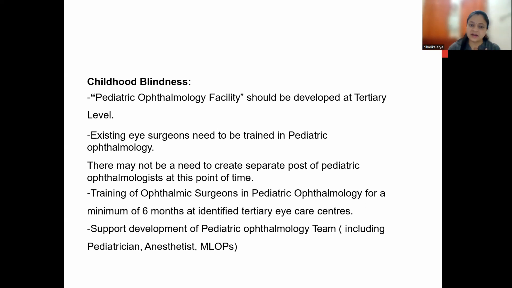Childhood blindness. Pediatric ophthalmology facility should be developed at the tertiary level. Existing eye surgeons need to be trained in pediatric ophthalmology. There may not be a need to create a separate post of pediatric ophthalmologist at this point of time. Training of ophthalmic surgeons in pediatric ophthalmology for a minimum of 6 months at identified tertiary eye care centers. Support development of the pediatric ophthalmology team, including the pediatrician, anesthetist, or middle level ophthalmic assistant personnel.